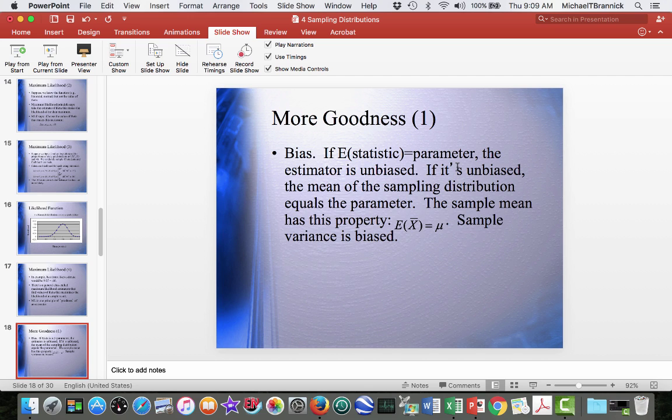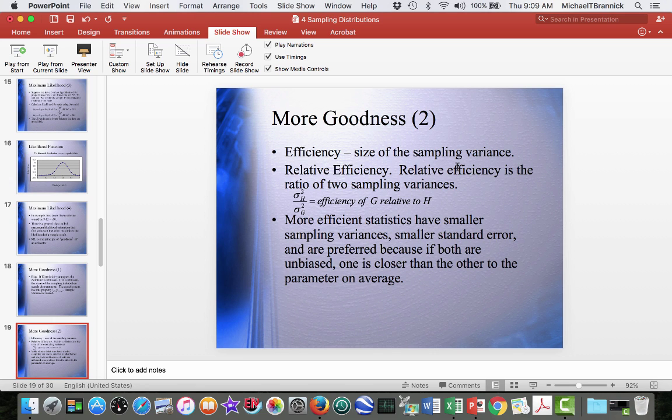The sample mean has this property, so the expected value of x bar is mu. The sample variance, on the other hand, is biased. What that means is that if we use the sample data to estimate the population value of the mean, on average, we're going to be exactly right. On the other hand, sample variance doesn't have that property, and I'm going to show you that in a second. But before I do that, I'm going to talk about a couple of other measures of goodness: efficiency and resistance.